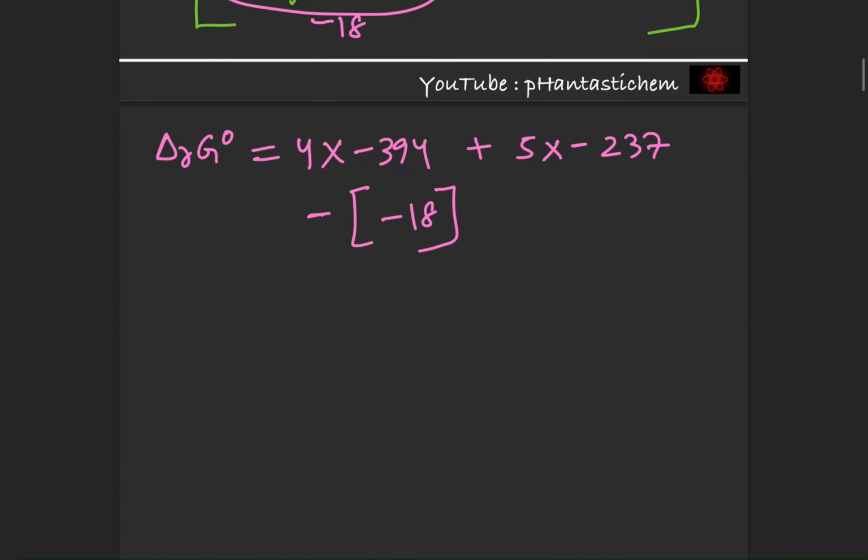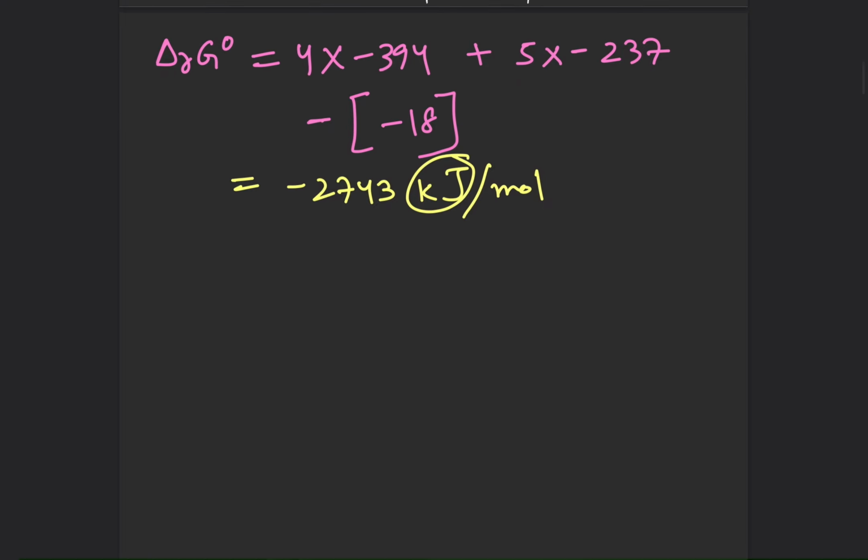Okay, and when you do this calculation, you will get your delta R G naught as minus 2743 kilojoules per mole. Very important. Be careful, it is kilojoules. Okay, so now we know delta R G naught. So to use the equation, delta R G naught is equal to minus N F E naught cell, to use this equation, we have to know N. We know delta R G naught, F is a constant.